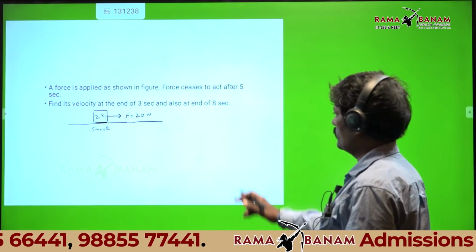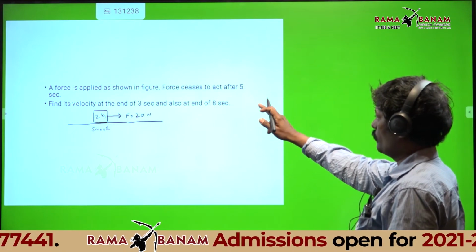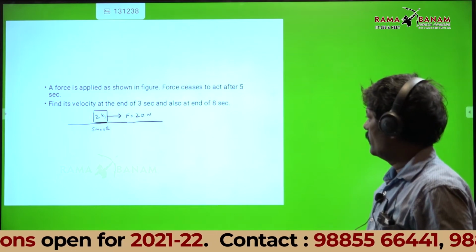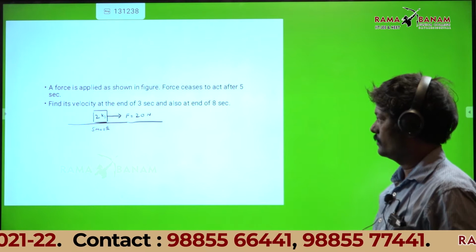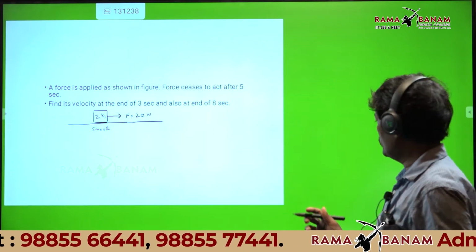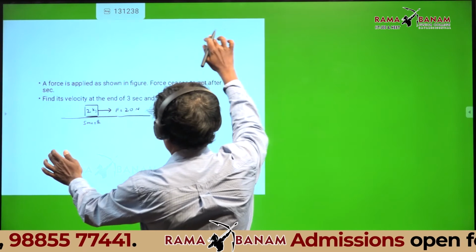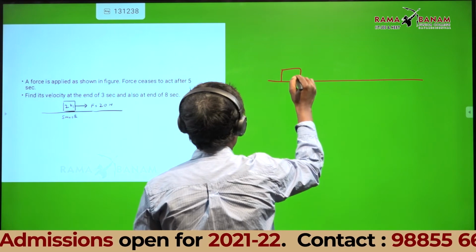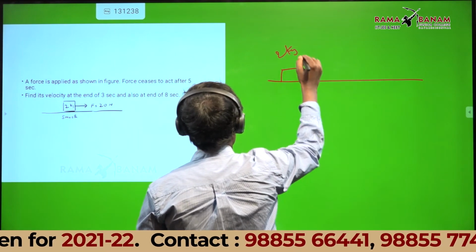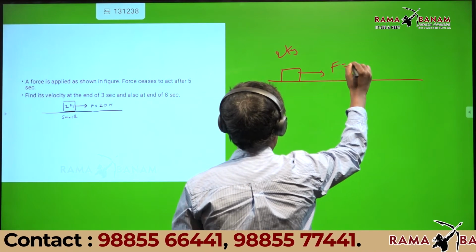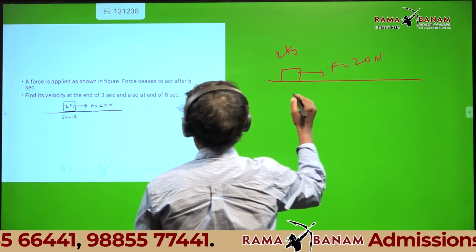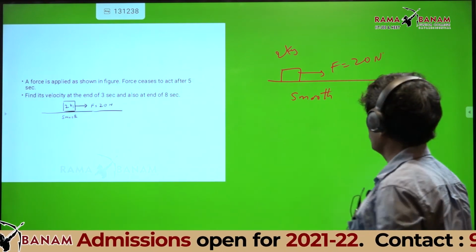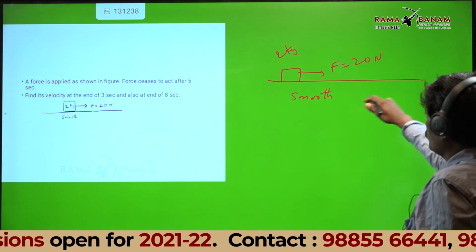Now listen, force is applied as shown in the figure. Force ceases to act. Ceases means stops to act, after 5 seconds. That means, can anyone tell me, up to 5 seconds, what is happening to the body? This is a 2 kg body, and here you have a force of 20 Newton, and this is a smooth floor. Listen carefully: 2 kg body, 20 Newton, smooth floor.